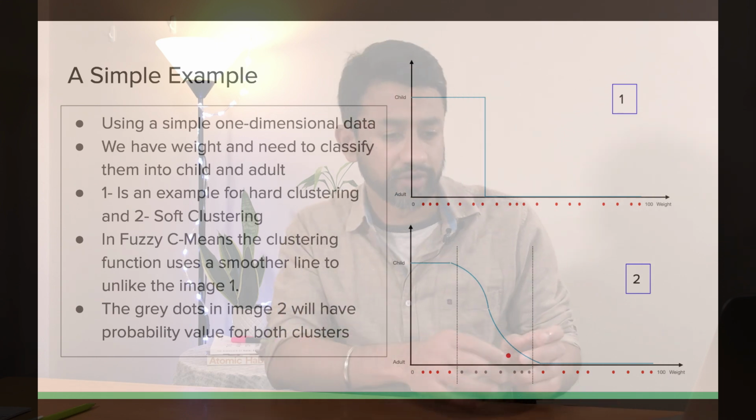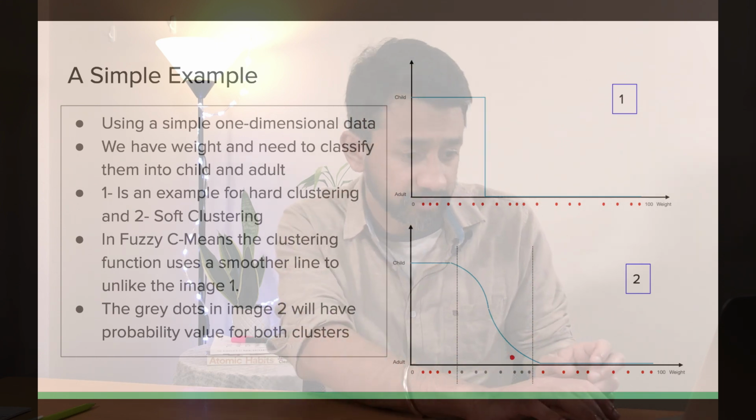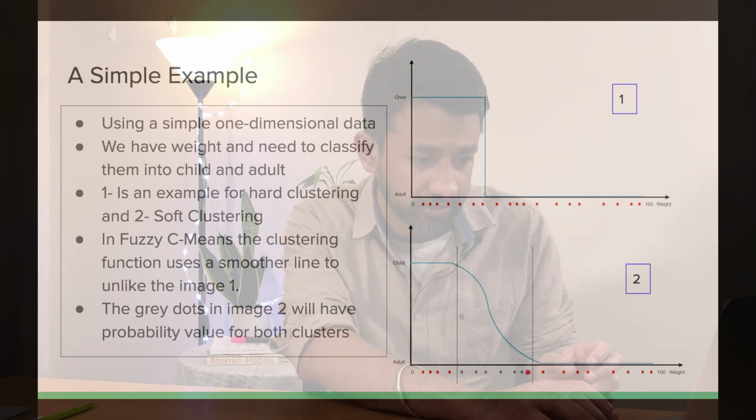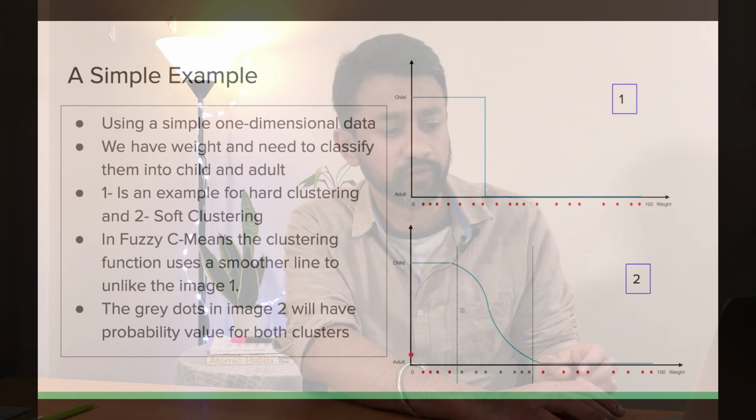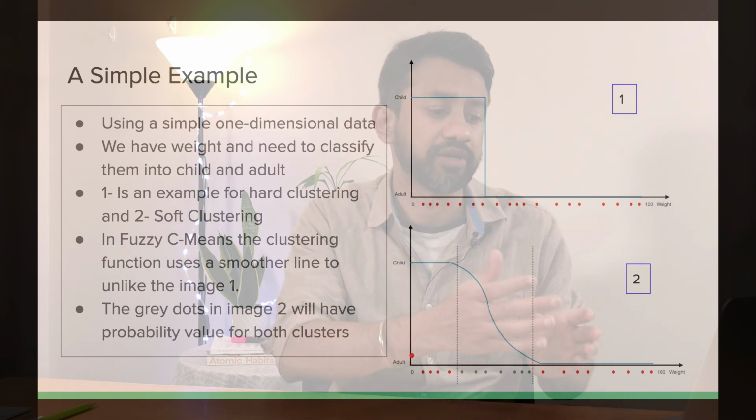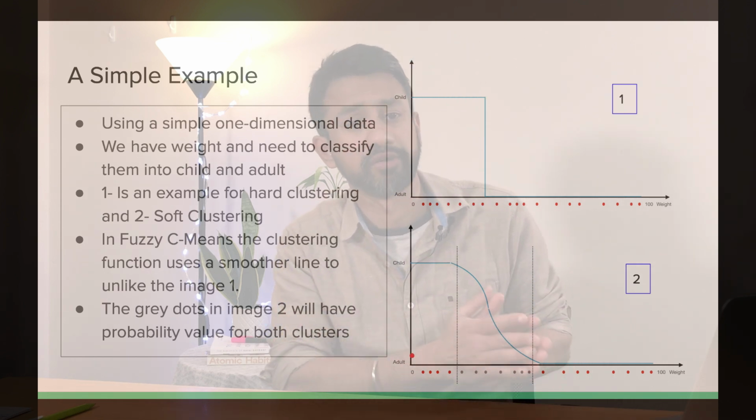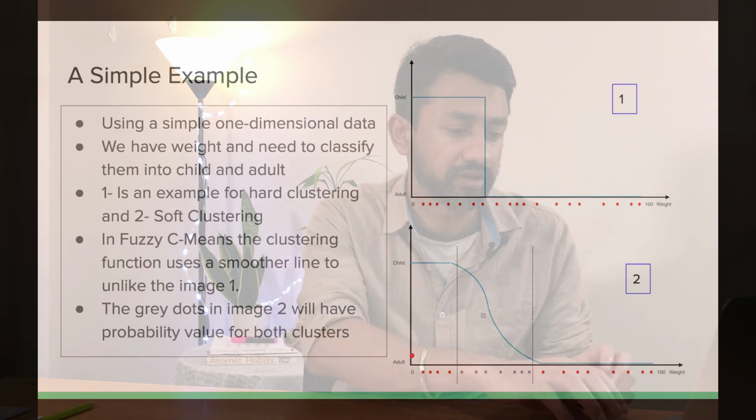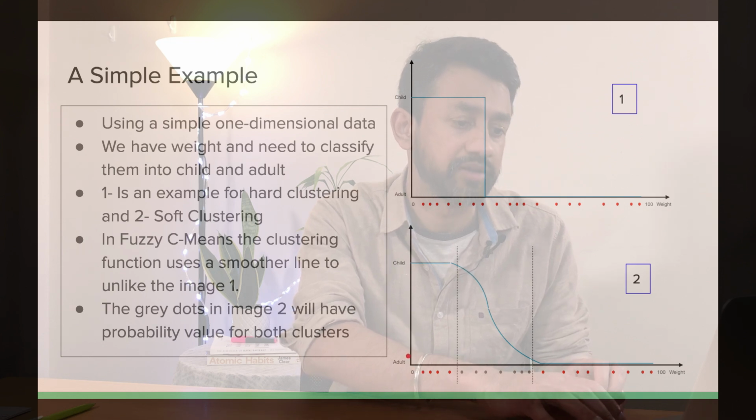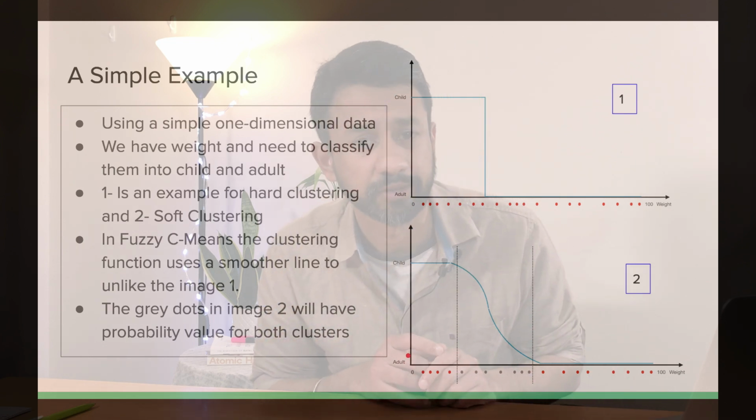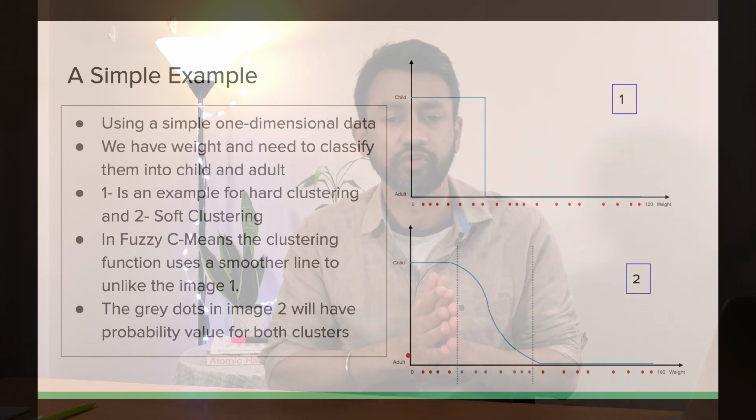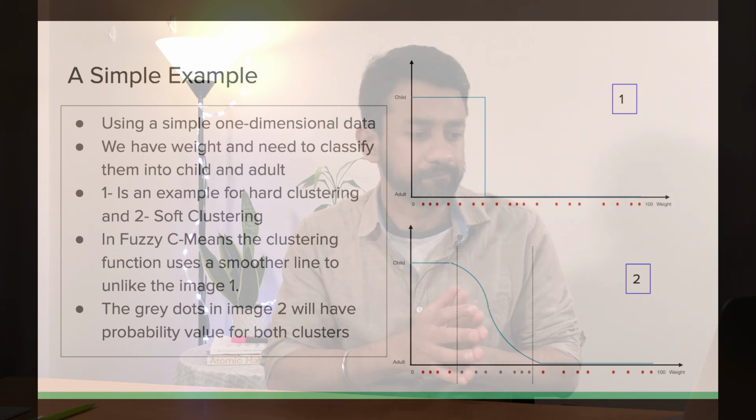point. If you take a point here, like this particular point, draw a line and hit the y-axis, you will see a probability that is inclined towards adult. So there is a higher probability, like 80% adult and 20% child. So that's how the solution would work.